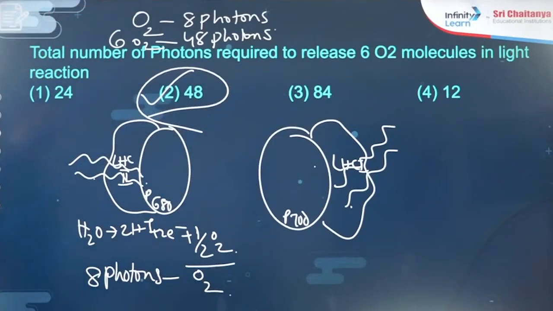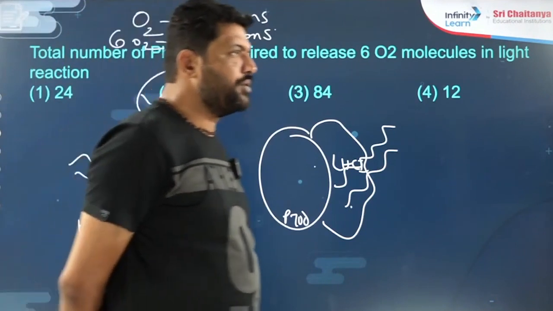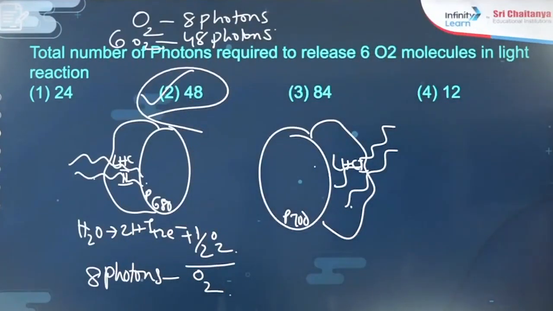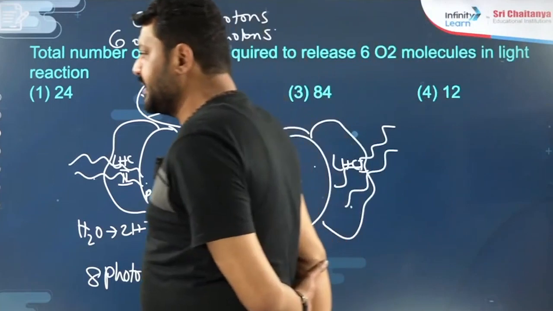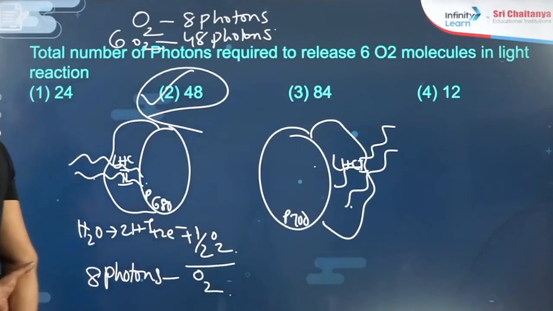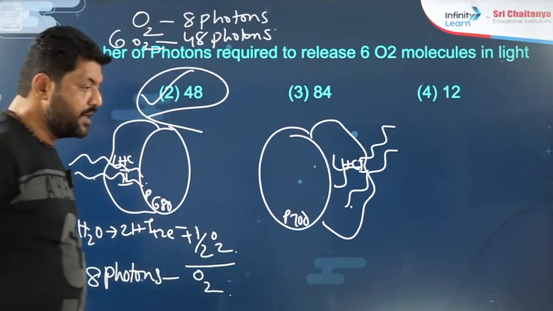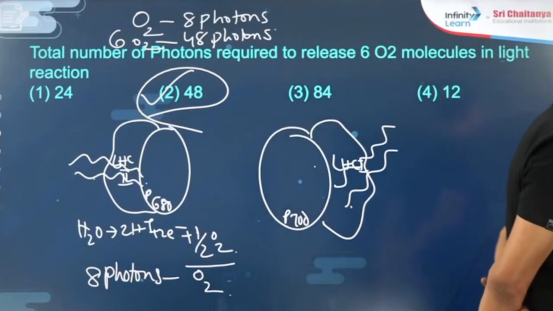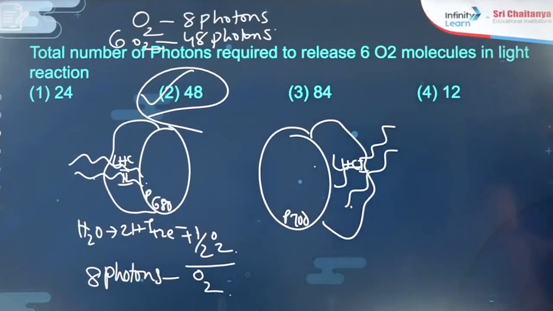The question can be asked in a different way. Total number of photons of light required for the release of 6 O2 molecules: 48 photons. Total number of photons required to operate non-cyclic electron transport in the light reaction is again 48 photons.